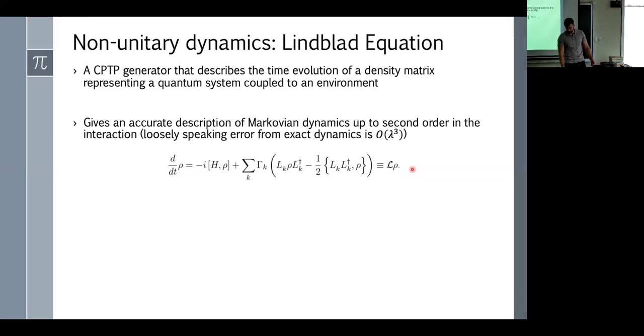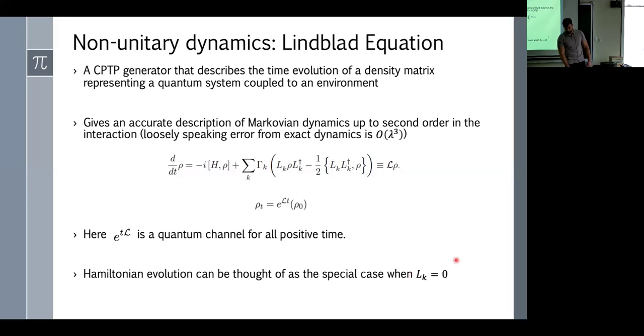And similarly to the Schrodinger equation, it has a propagator that looks like this, which doesn't depend on a history of the bath or anything like that. However, now we're dealing with non-unitary dynamics, which are not trivial to handle with our state-of-the-art Hamiltonian simulation algorithms. Another important fact is that this is a quantum channel, one that is completely positive. And like I said, Hamiltonian evolution is recovered when all these L_k's are zero, and we have just our one-line equation here.